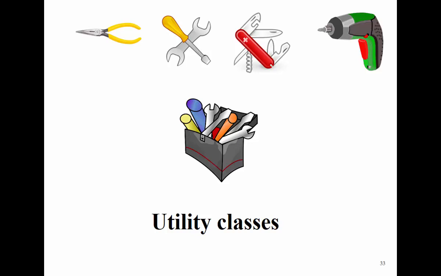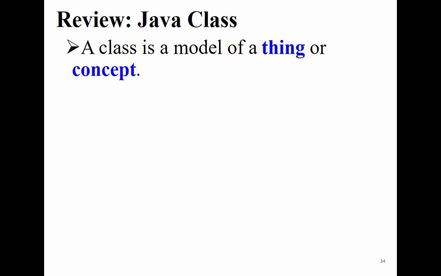Okay? So that is the thing. That is the utility class. So we're going to put all the previous knowledge together to see how we can create a utility class and allow the user to use the functionality of this class without creating an object from it. And we even have to prevent the client from creating an object from this class.